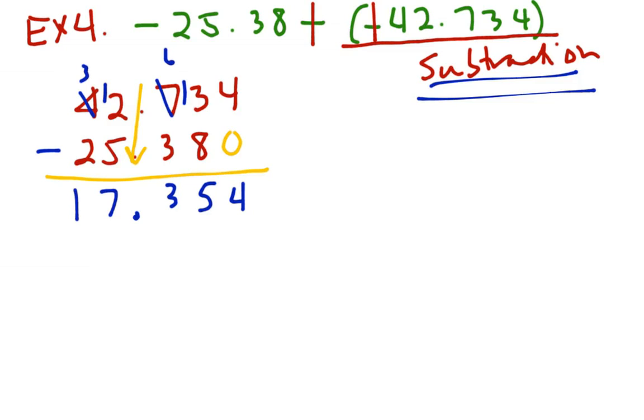And then I have to look at my original problem. And again, this is positive 42, so this remains a positive 17.354. Okay, so there's a fourth example, and it has a little bit of key information, but you can write this key information just as part of the example.